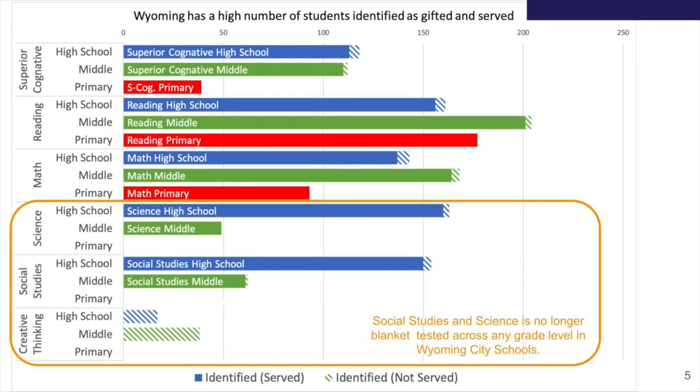And that's just noting that you see some of the drop-offs there because we no longer test for social studies, science, and creative. And so where you see there's no red band at the bottom there, that's the explanation.